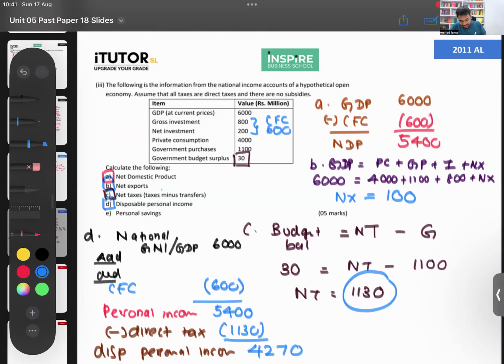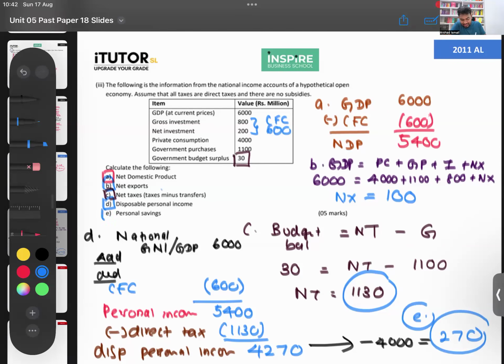So how do you get personal savings now? Your disposable income is 4,270. From this 4,270, how much is private consumption? Remember, personal and private are kind of the same thing. So you're earning 4,270, you're consuming 4,000. How much are you saving then? You save 270. That is your part E.